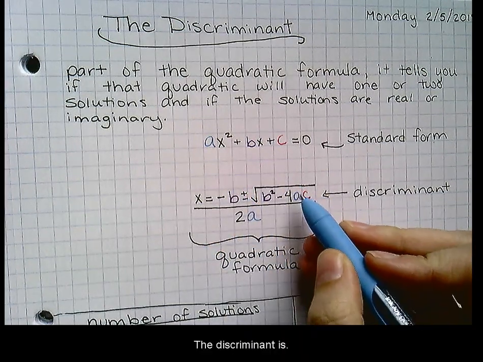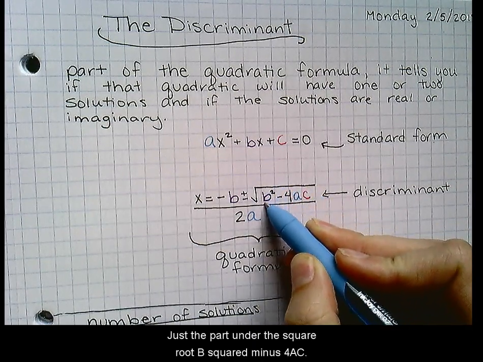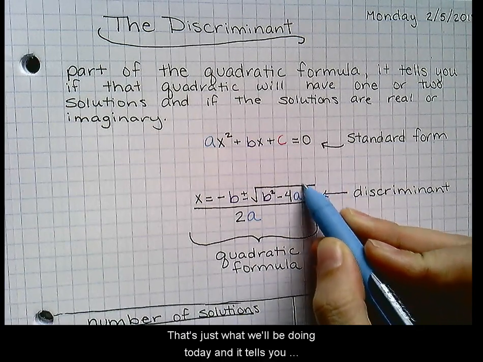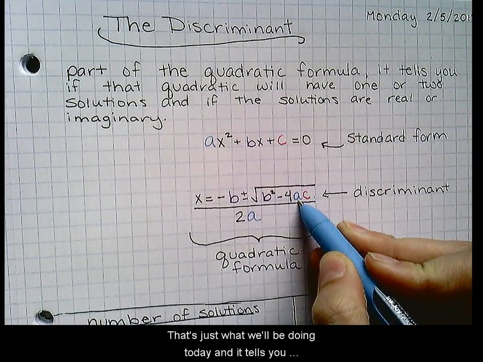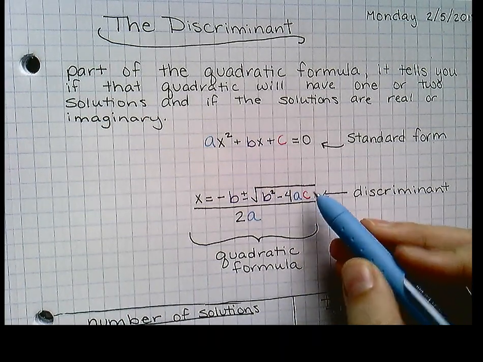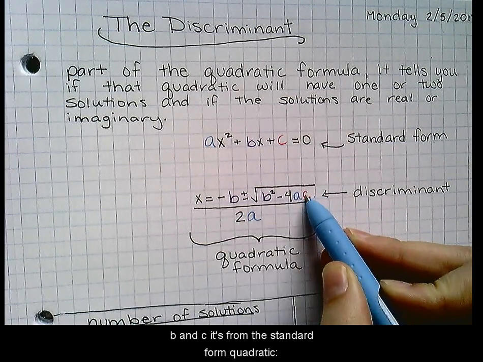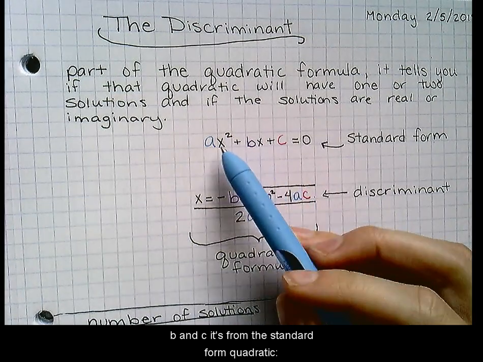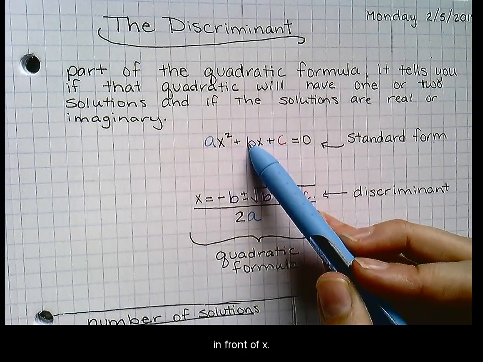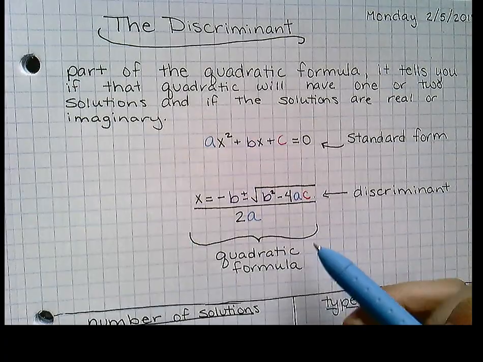The discriminant is just the part under the square root, b squared minus 4ac. That's just what we'll be doing today, and it tells you the type of solutions and how many solutions. If you want to know where we find A, B, and C, it's from the standard form quadratic. It's the coefficients in front of x squared, in front of x, and C is the constant. Okay?